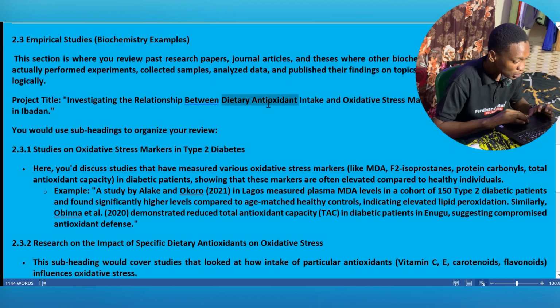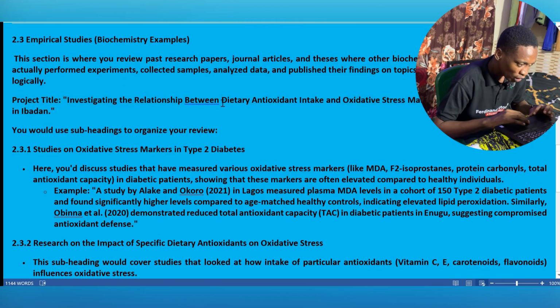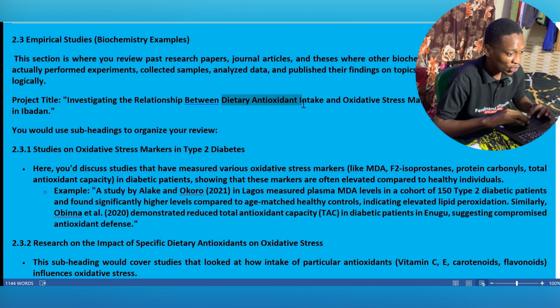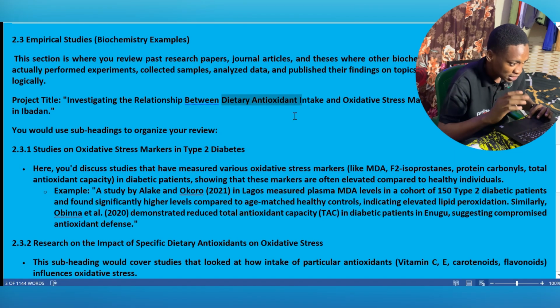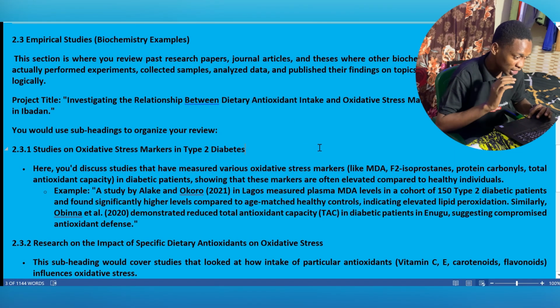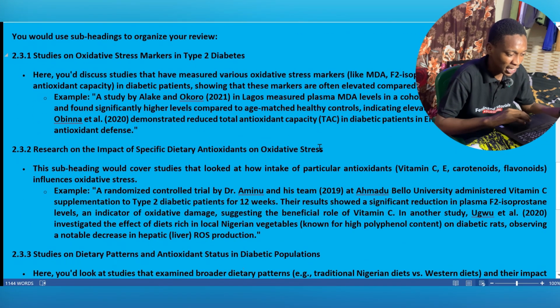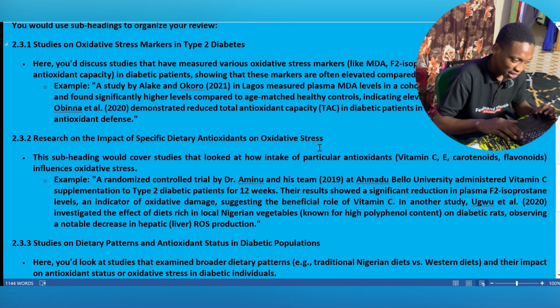Now, I move on to the impact of specific dietary antioxidants on oxidative stress. So I look at dietary antioxidants in oxidative stress. Are we there now? I've looked at oxidative stress markers in type 2 diabetes, and I'm breaking my subtopic down. The next subtopic will be the impact of specific dietary antioxidants on oxidative stress. Remember, we have different antioxidants.